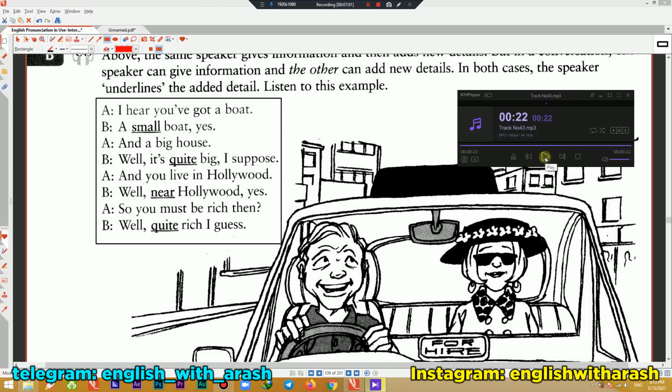So she's correcting the man's sentences. The man says, you are rich. And then she says, quite rich. And she says that quite strong and loud because she wants to say that she's not extremely rich. She's just quite rich. It means very, but she's not that rich. She's quite rich.